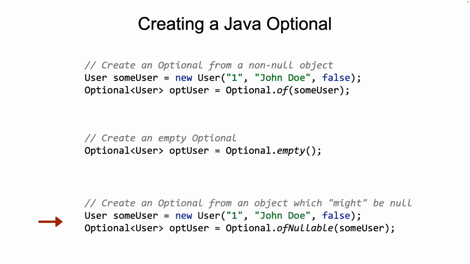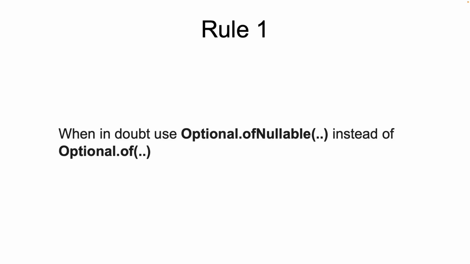What if we do not know whether the value is null or not? Maybe we retrieved it by calling another method and we cannot be sure. That's the third way as demonstrated on the screen. We are using the ofNullable method here. It's actually safer to use ofNullable method rather than of method because it's sure to take care of the null. Now that's the first rule. When in doubt, use optional.ofNullable instead of optional.of. That is sure to take care of the nulls.